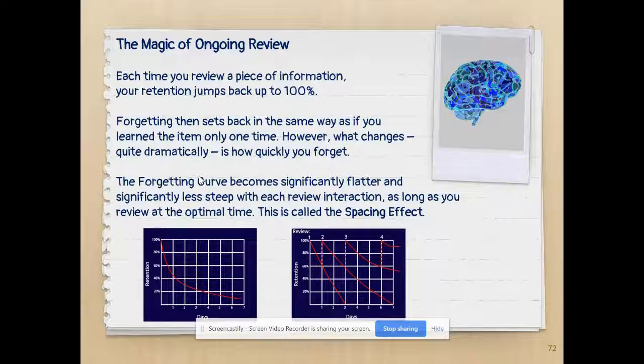Forgetting then sets back in the same way as if we learned the item only once. But what changes, and quite dramatically, is how quickly we forget. So the forgetting curve becomes significantly flatter and significantly less steep with each review interaction, as long as we review at the optimal time. This is called the spacing effect.